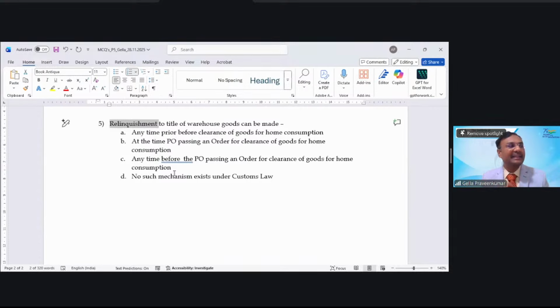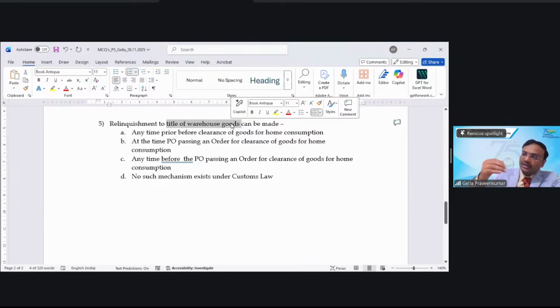In the last session, I gave an example called Badmash Company, with the hero Shahid Kapoor, where one consignment of left-leg shoes is imported, and later another consignment of left-leg shoes is imported. That's a concept borrowed from customs into that movie. So here, relinquishment of title to the warehoused goods.